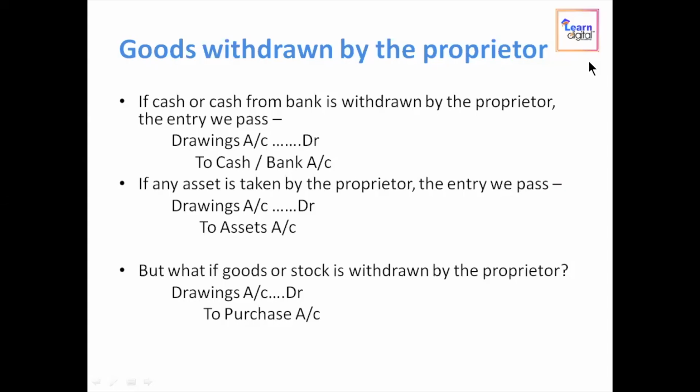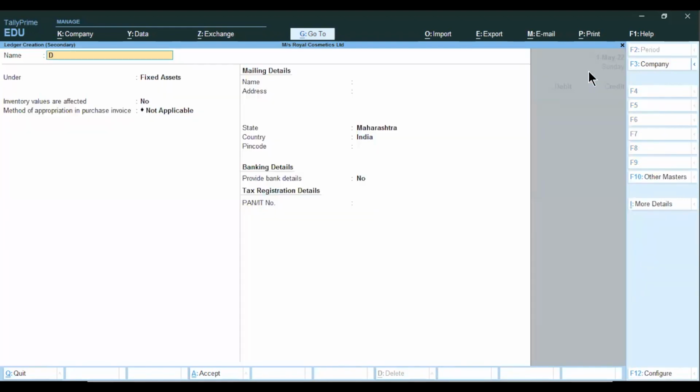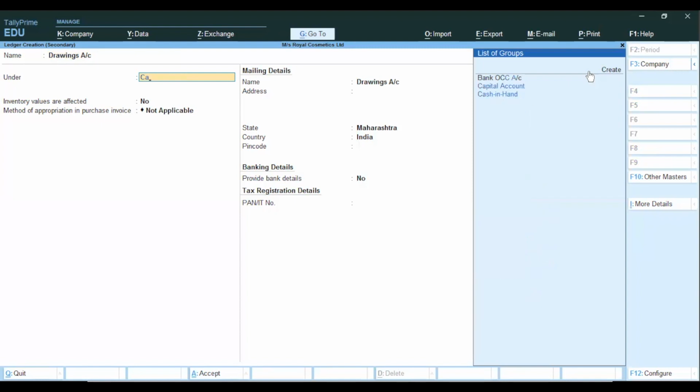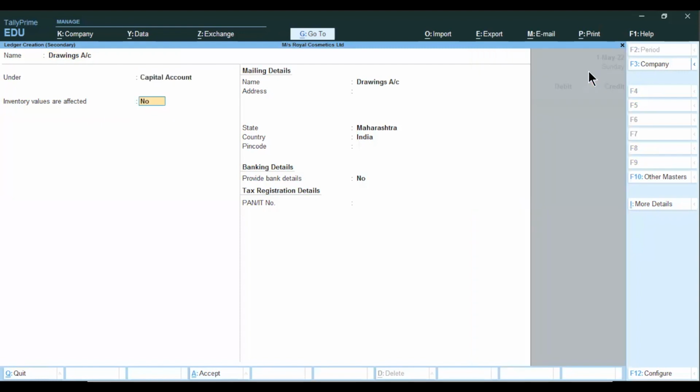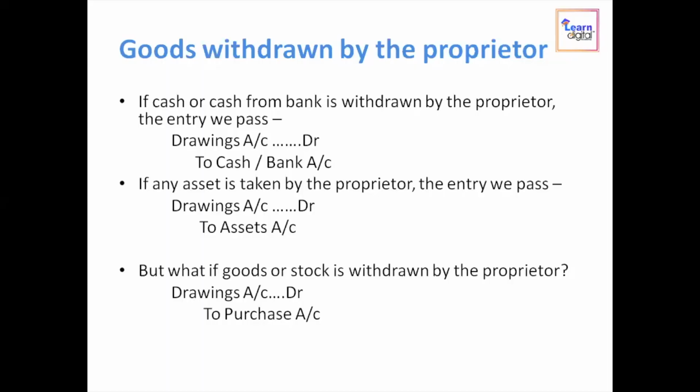Now the entry has the debit part as a drawing ledger. So I will create the drawing ledger. I don't have that ledger, so I will create it. How to create? Press Alt C from the keyboard. Drawings account will be the ledger which we need to create, and it will always be in the capital account. So drawings account is a type of capital account, and inventories are not to be affected.